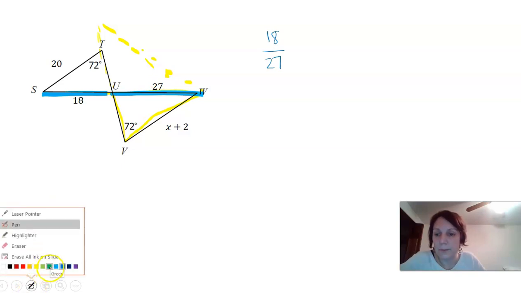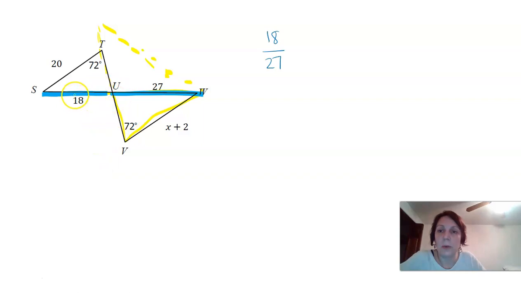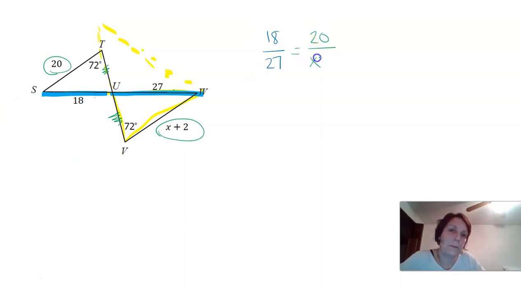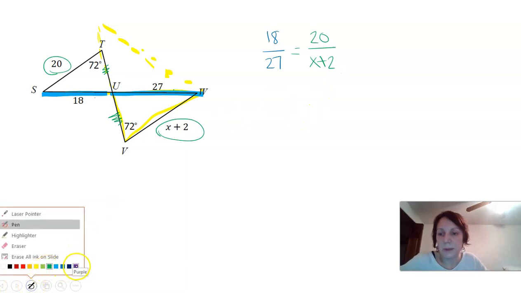Okay, so now across, we can see here that this side, especially if we flip them up, that side there, TU, would correspond with UV. And that's nice, but I don't have any numbers or any givens on there. The good news is that helps me to see that this x plus 2 would line up with this 20. So since I did 18 over 27, my other ratio is going to be 20 over x plus 2. And I'm going to cross multiply and finish this baby.